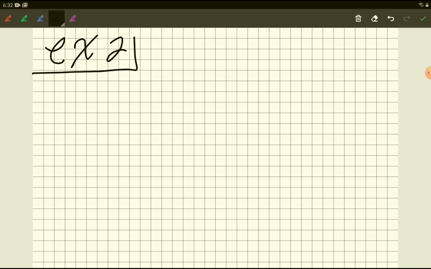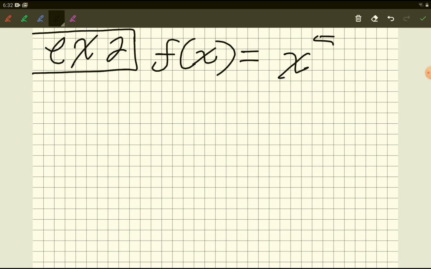Example 2. Say I have a function f of x equals, let's say, x to the 5th. I'm just writing the power rule.